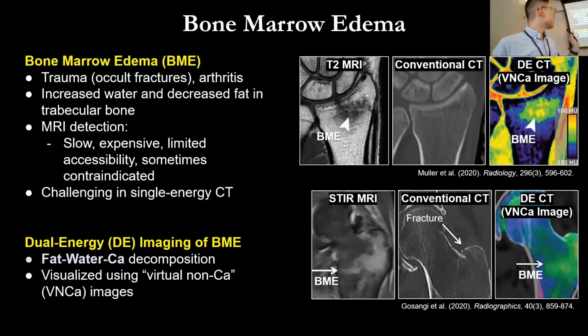The way to do it is to run a three-material decomposition with fat, water, and calcium. And we show the edema using this virtual non-calcium imaging technique. These are the two colorful images on the very right side. It's basically a weighted sum of fat and water concentrations. So you can see this pretty strong edema signal shown as closer to water attenuation value on this image.